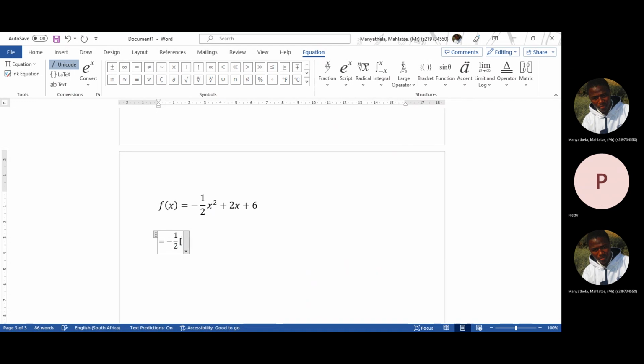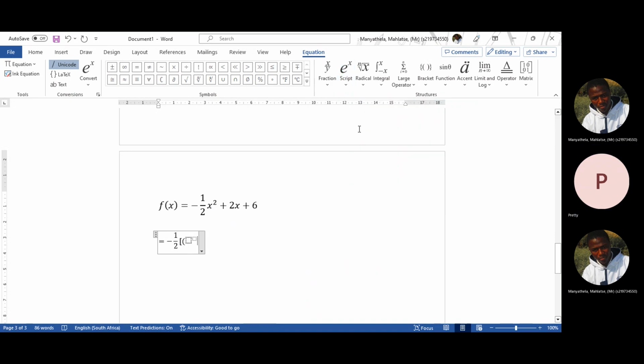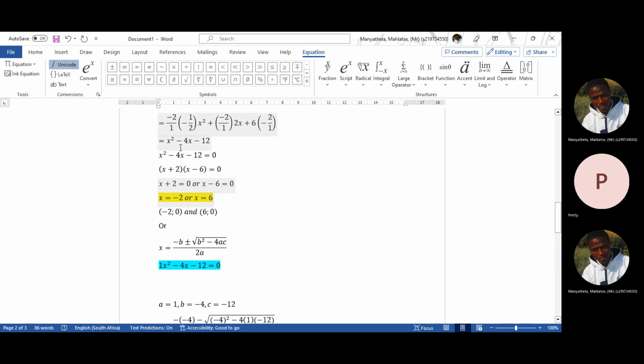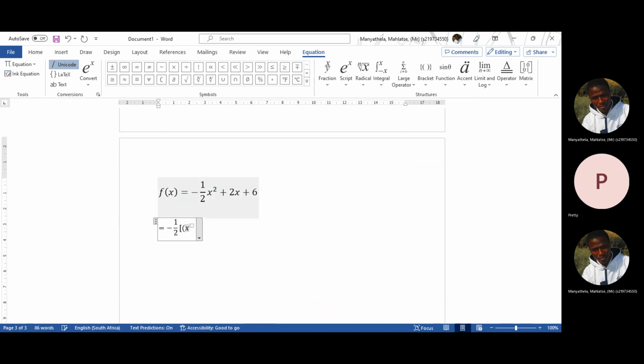We're going to open a square bracket and a round bracket. So we have minus 1 over 2 times x squared. We get the same thing that we did here. Basically we are going to remain with x squared minus 4x minus 12. So we have x squared, then 2x times minus 1 over 2 gives minus 4x.